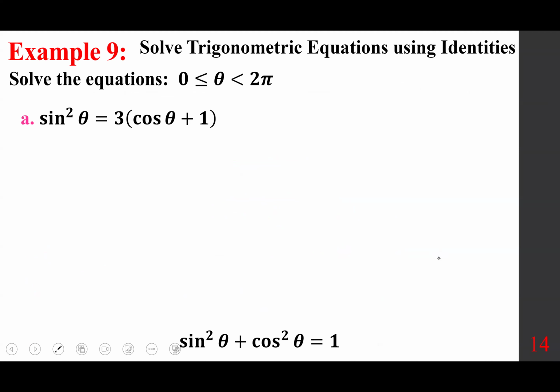I'm going to continue solving trigonometric equations. Again, we want theta to be between 0 and 2 pi, where sine squared is 3 cosine theta plus 1. Sine squared plus cosine squared equals 1. Either sine squared is 1 minus cosine squared, or cosine squared is 1 minus sine squared. And because we have cosine theta, we're going to change the sine squared to 1 minus cosine squared.